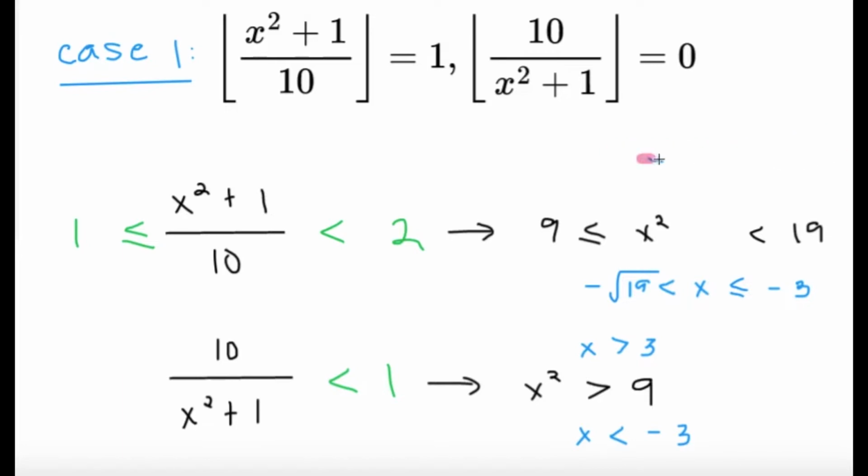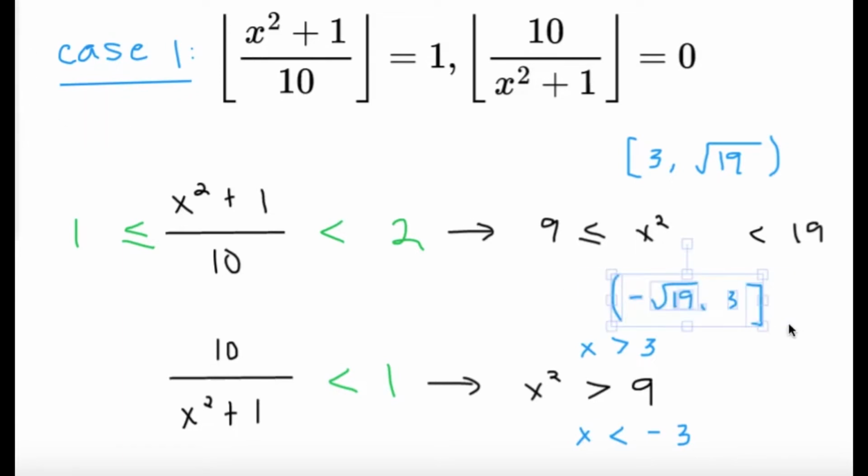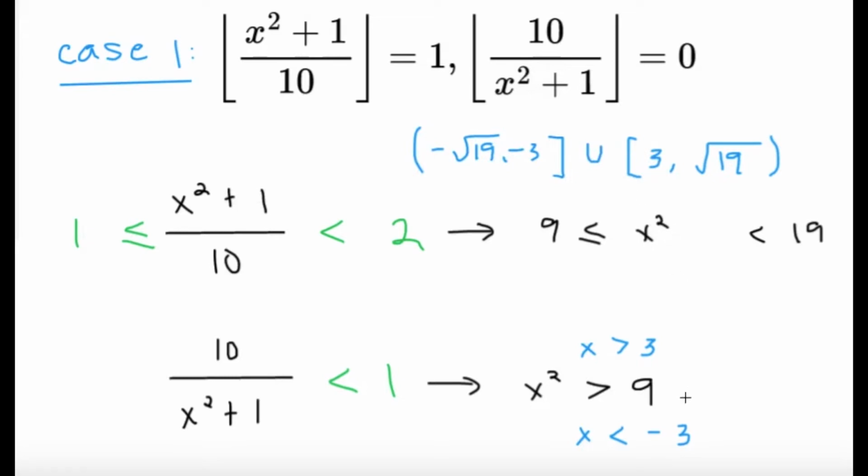So this one, it's going to be 3, and then square root of 19, so like this. And then this one over here would be negative square root of 19 to 3, like this. So the solution to the first inequality would be the union of, oops, it should be negative, so the union of these two. And then for the second one, it's just x greater than 3 and x less than 3. That's going to be simply equal to the values less than 3, and then this would be the values greater than 3.